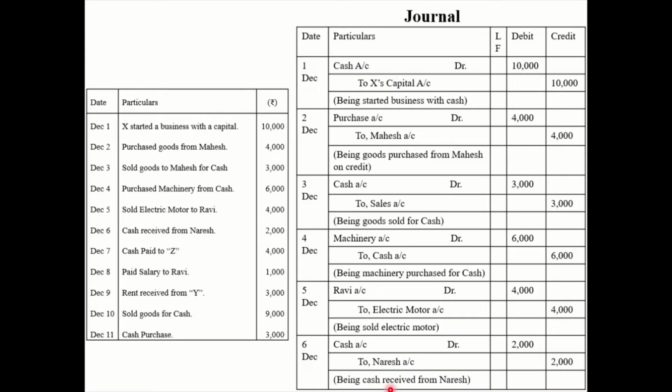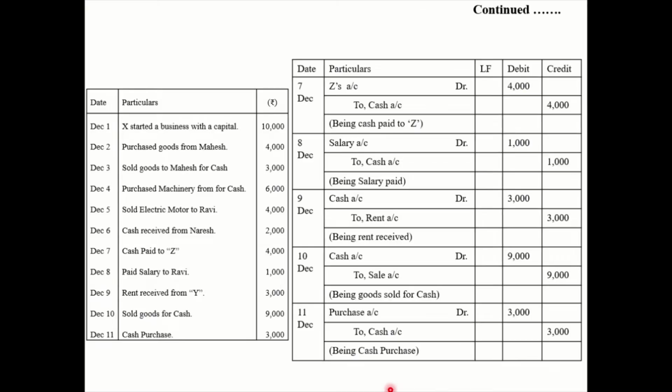Then seventh transaction, cash paid to Z. Two accounts, Z account and cash account. Here cash is paid. Z is a personal account. Z is the receiver. That's why Z account is debited. To cash account. Cash is going out of the business. That's why cash account is credited with rupees 4,000. Narration is being cash paid to Z.